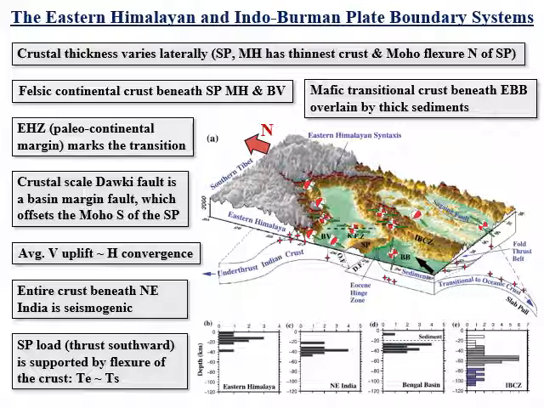And finally, the Shillong Plateau load, which is being thrust southward, is supported by flexure of the Bengal Basin crust, and you can see that the elastic thickness of this crust lies within that transitional layer, and it's also equal to the seismogenic thickness that we derive from the earthquake depth distribution.